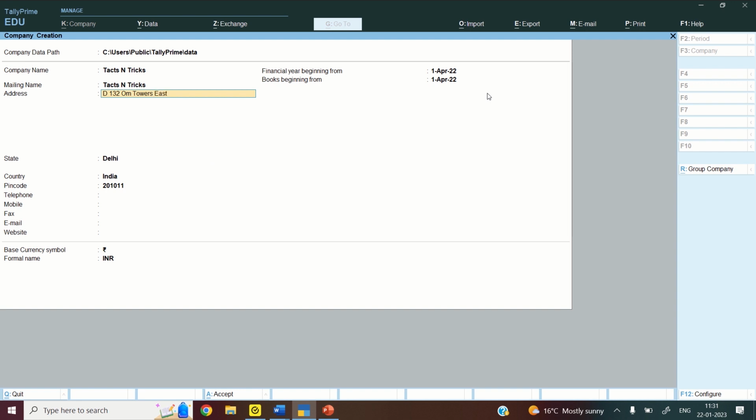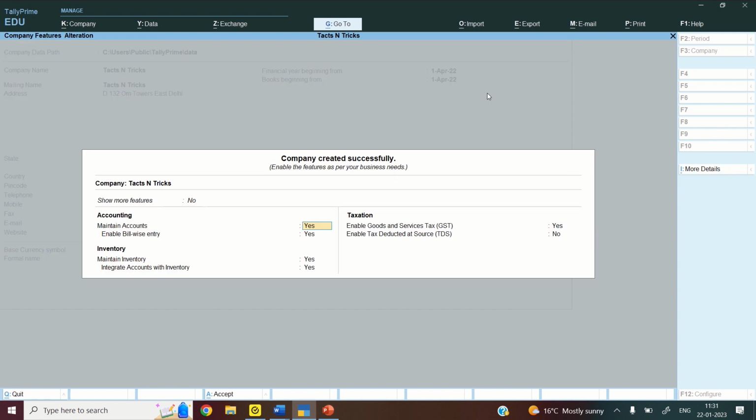So I have written the address here. The telephone number is not there, and for the mobile number you can write any. Then the email ID is given to us, textsandtricks@gmail.com. These are just the basic details as we create the company. The financial year will always begin from 1st April 2022, and the currency symbol will always remain rupees for Indian people. You can either press yes or just press enter.